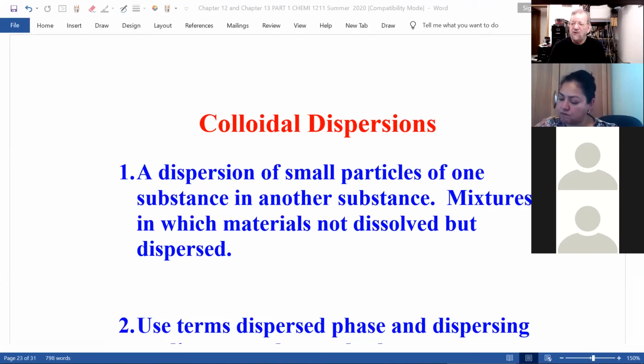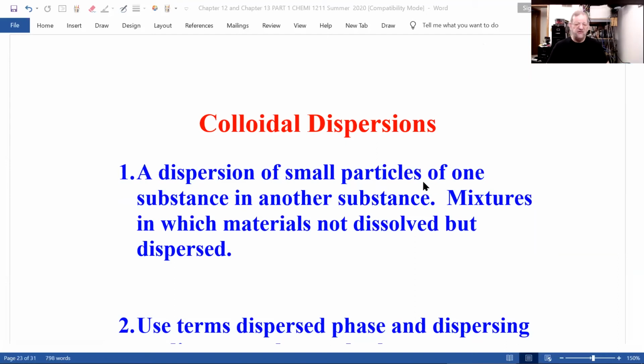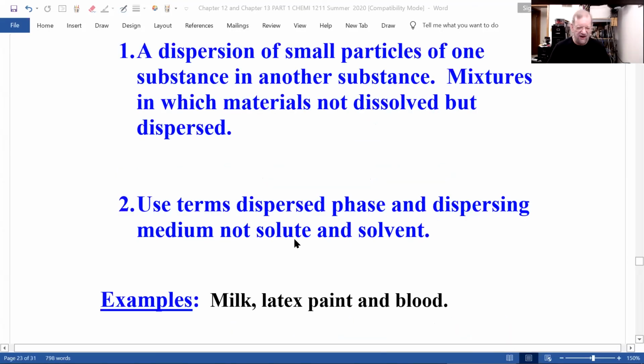Now, every once in a while you think about, is that a solution? And turns out it really isn't. There's something called colloidal dispersions. Colloidal dispersions are dispersions of small particles of one substance in another. They're really not solutions. We call them dispersions. And they're not really dissolved. Now, I will not ask this in part two, but we use terms like disperse phase instead of solute and dispersing medium instead of solvent.